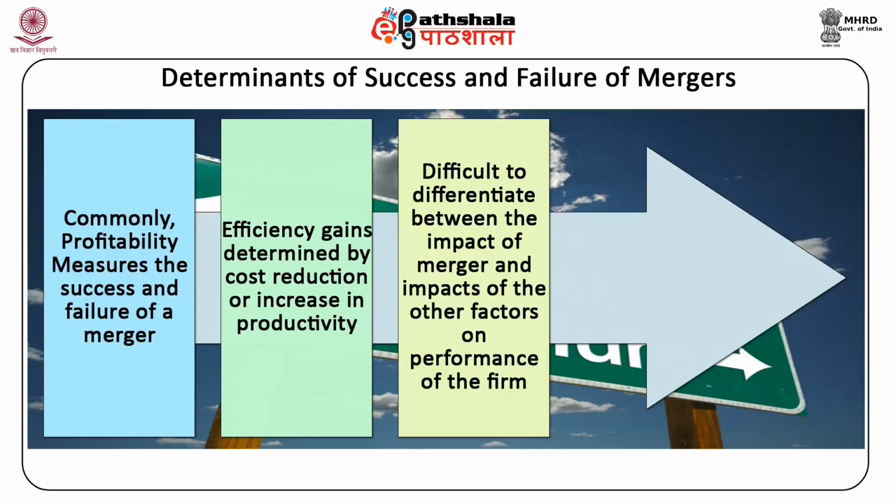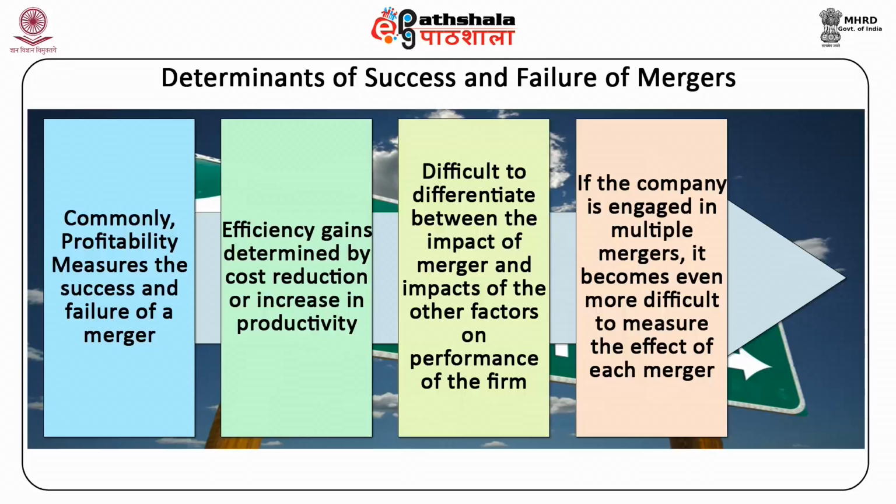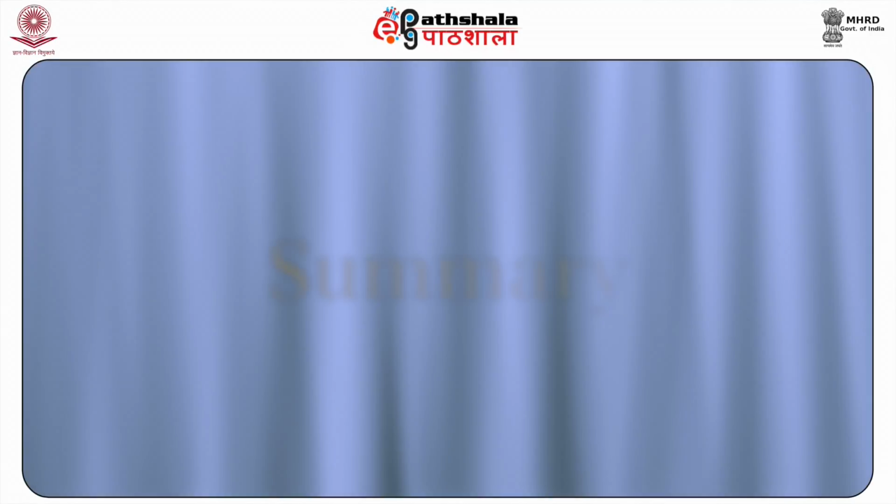In case mergers take place at the beginning of the business cycle, then the success or the failure can be partly attributed to the merger, while the subsequent performance cannot be attributed to mergers alone. If the company is engaged in multiple mergers, it becomes even more difficult to measure the effect of each merger.